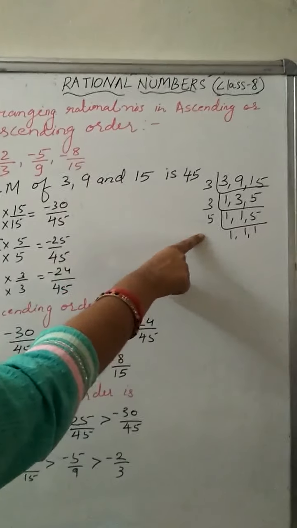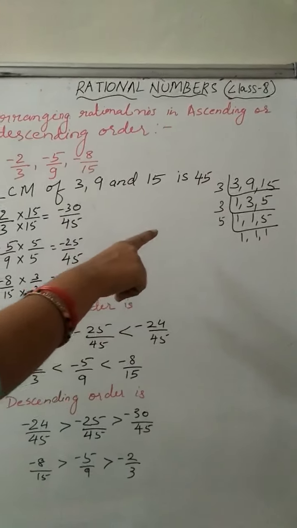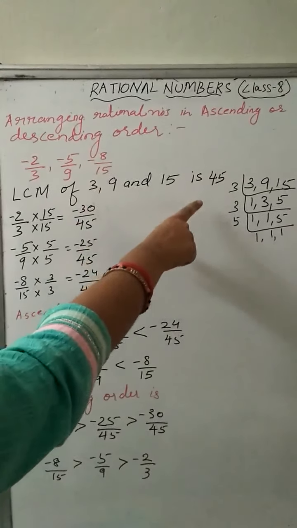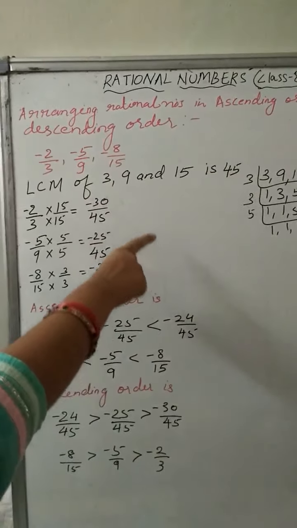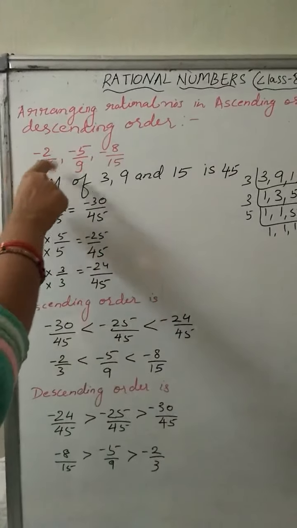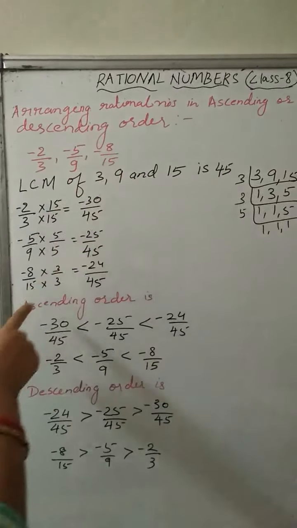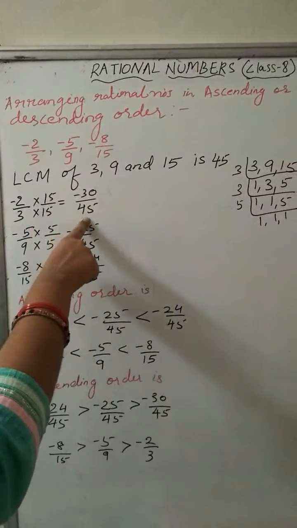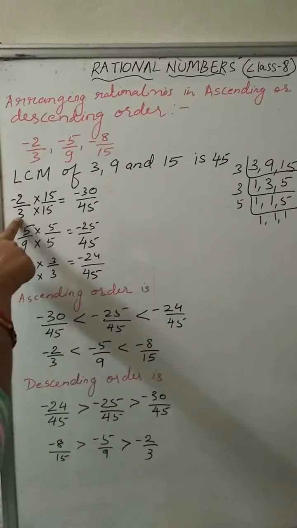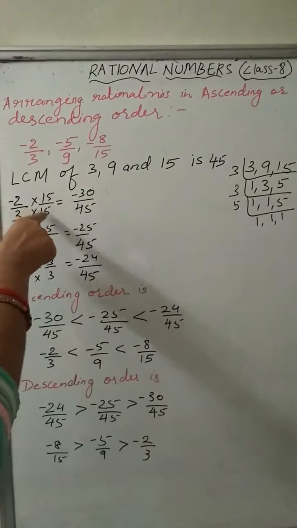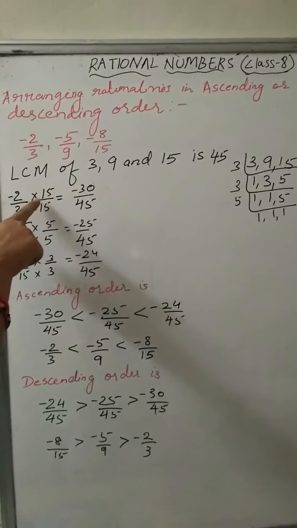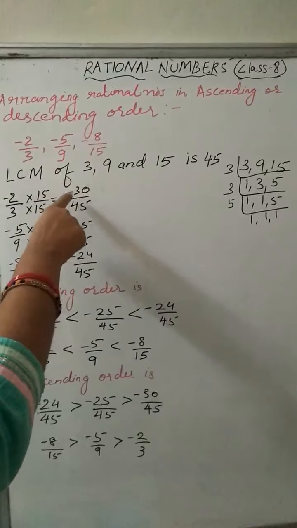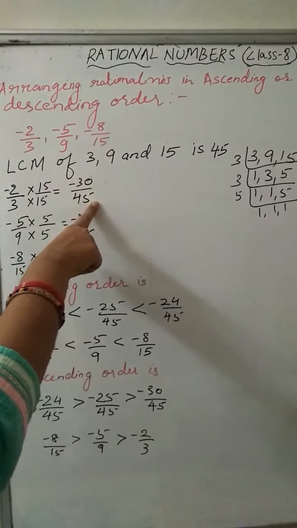Here is the LCM. You can see, I think all of you know how to find LCM. So LCM is 45. Now next step is you have to make equivalent fraction of these three fractions. That is minus 2 by 3. What you will multiply so that you will get this 45? So 3 into 15 is 45. Same you have to multiply in the numerator also. So minus 2 by 3 will become minus 30 by 45.